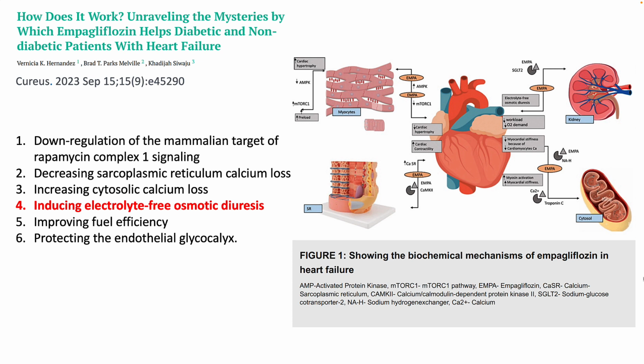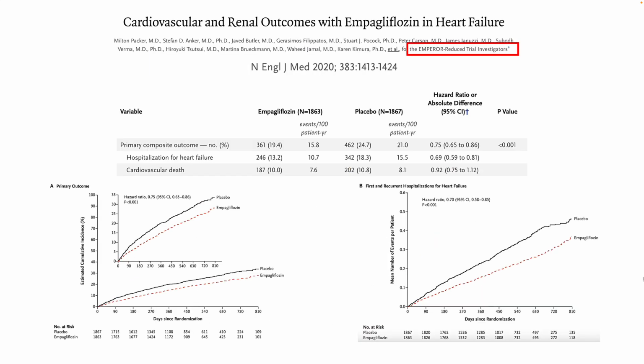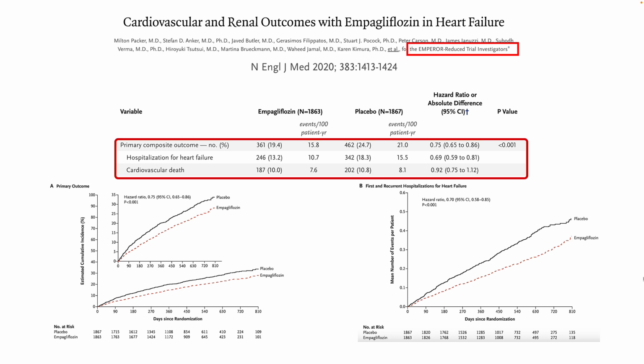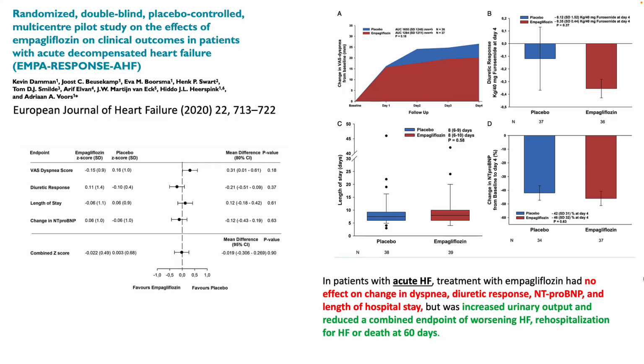SGLT2 inhibitors have been shown to improve mortality in DAPA-HF trial and EMPEROR trial. They have been shown to reduce rate of hospitalization and cardiovascular death. SGLT2 inhibitors are grade 1 recommendation, but let's see their use in acute CHF exacerbations. EMPA-RESPONSE-AHF trial compared placebo with SGLT2 inhibitor and found that there was increased urine output and reduced worsening of heart failure and rehospitalization.